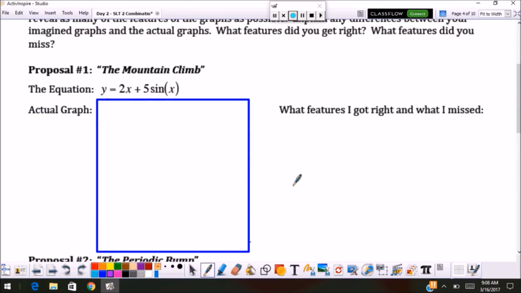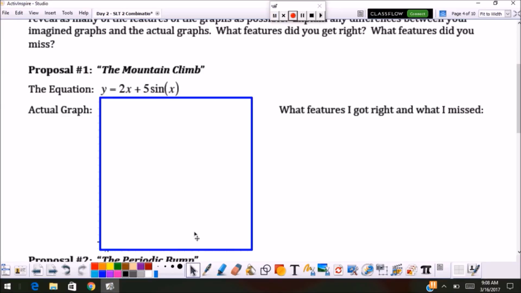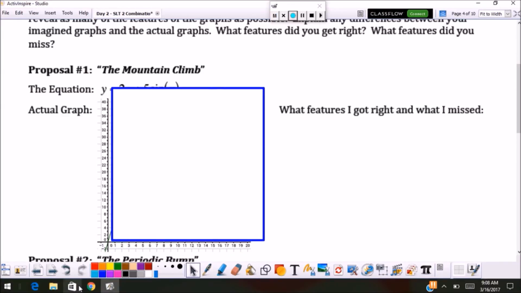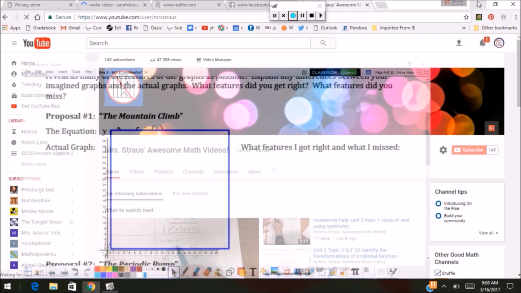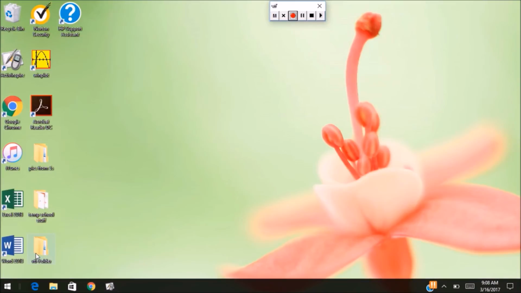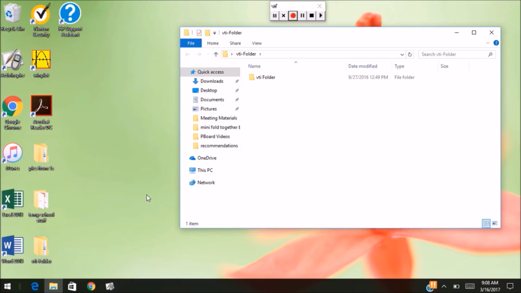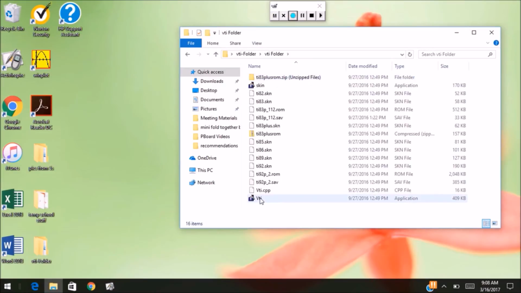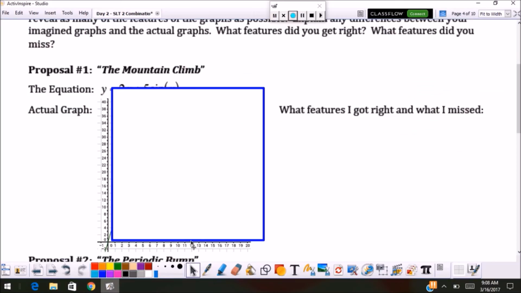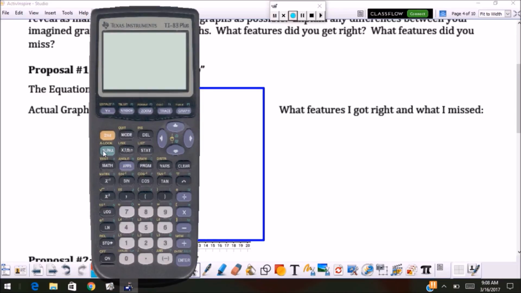So, for example, when I go to graph that first equation, the mountain climb, I'll just do that with you. Let me get my calculator going here. There we go. I'm going to go to y equals and hit clear. I'm going to enter 5x. Or was it 5x? No, it was 2x, sorry. 2x plus 5 sine x.